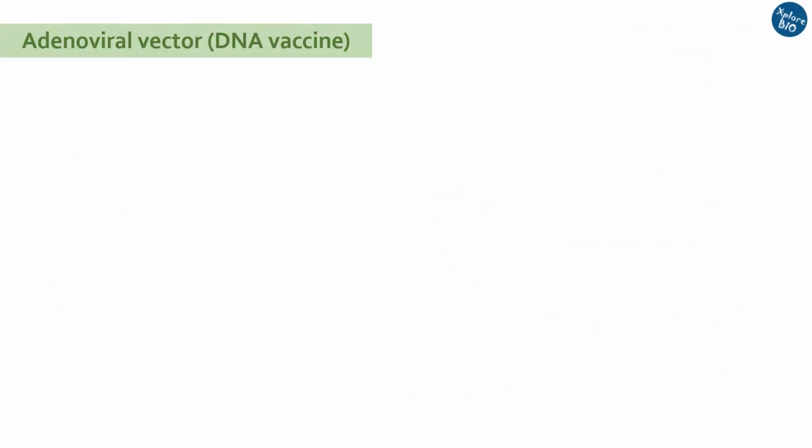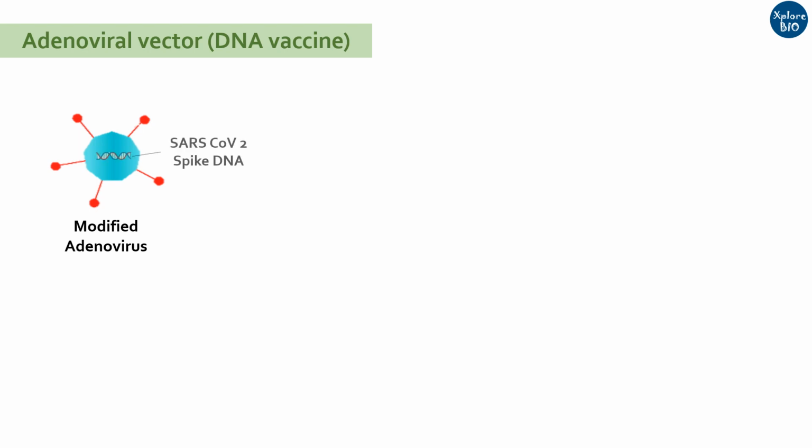The second type of vaccines is the viral vector vaccine. In this type of vaccine, an engineered common cold virus or the adenovirus, which is harmless and does not cause disease in us, is used as a vector to deliver spike protein's genetic code or DNA of SARS-CoV-2 to the host.